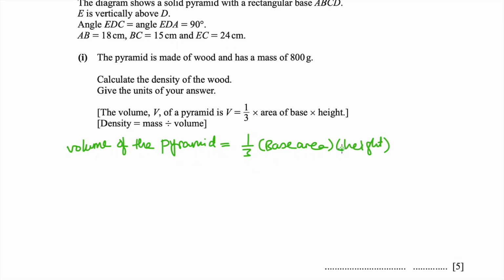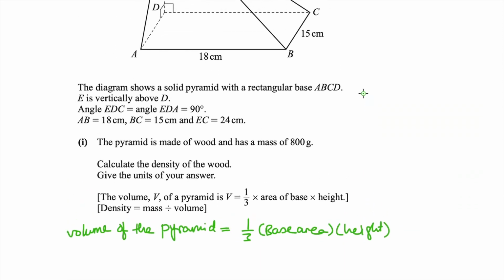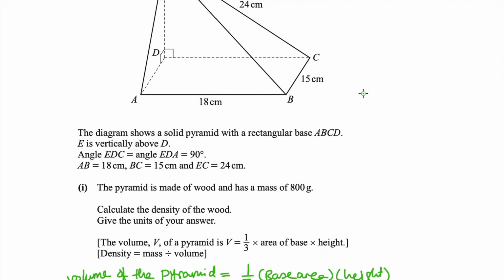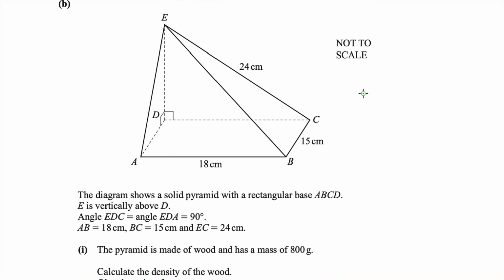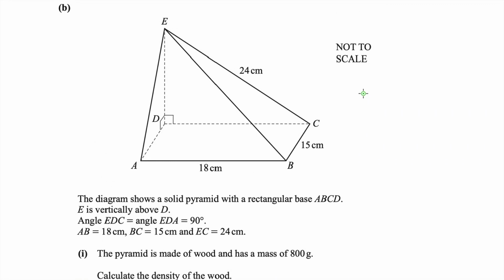So, first of all, we need to calculate the height. And how can you do that? We can use triangle EDC. In triangle EDC, since angle D is equal to 90 degrees, we can use Pythagoras theorem. So this is 18 centimeters and this is 24 centimeters. So we can use Pythagoras theorem.